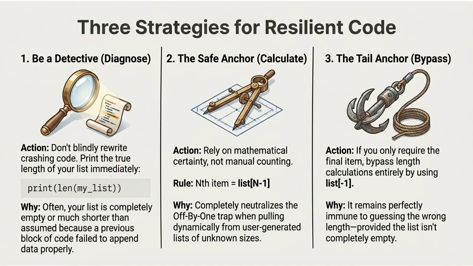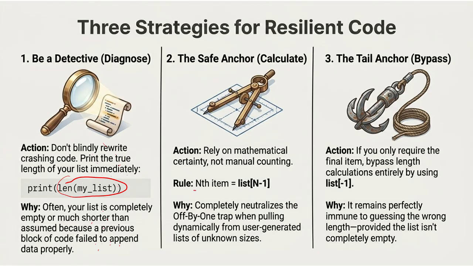Okay, and why? So often your list is completely empty or much shorter than assumed because the previous block of code failed to append data properly. What does this mean? Whenever you encounter any error, use print statements to first check the length of your list. This will tell you whether your list is empty or how many items are there, and it will help you find that error.